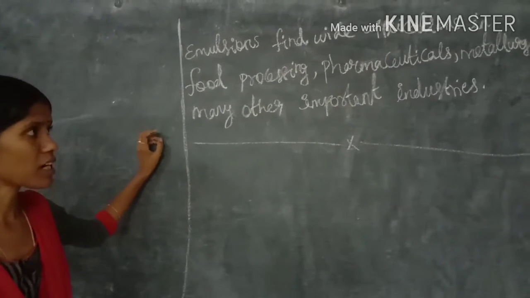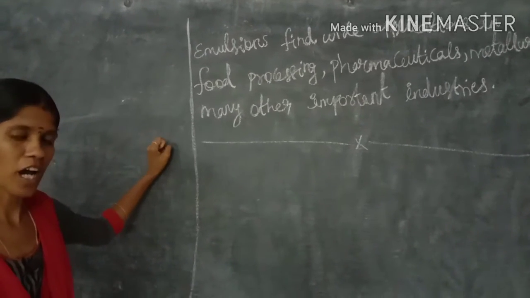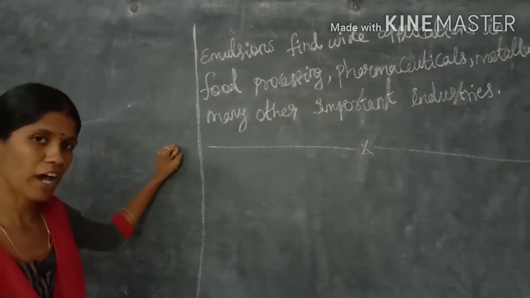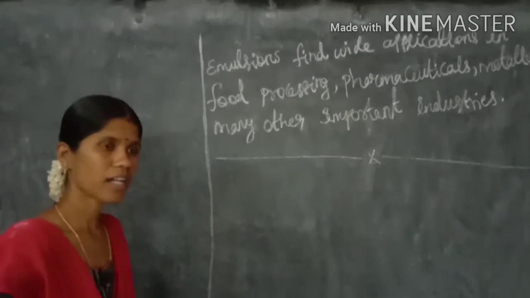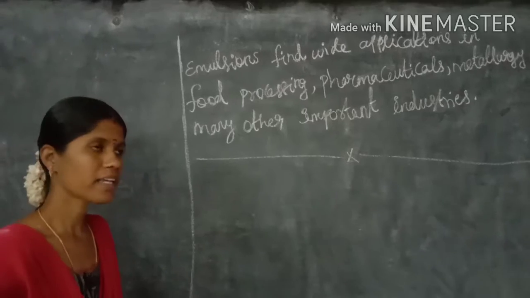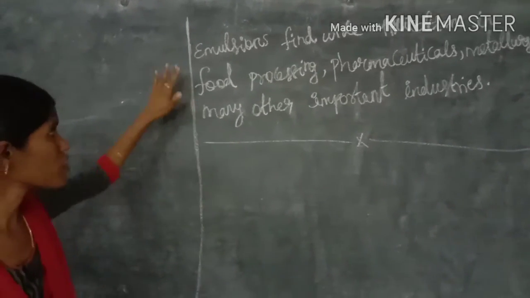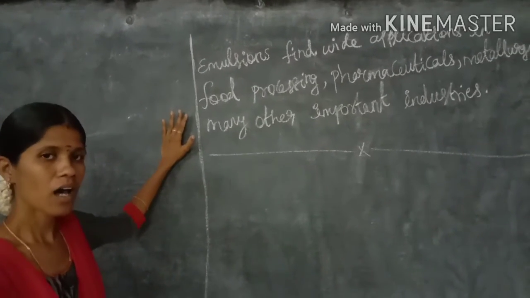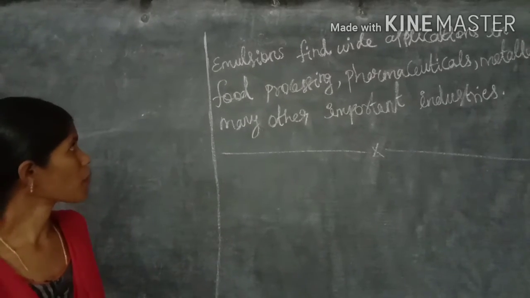In metallurgy, for example, metals like aluminum or iron are found in the earth's crust along with dust particles, meaning sand. In metallurgy, by using emulsions we can separate the pure metal from the ore. So these are the applications of emulsions.